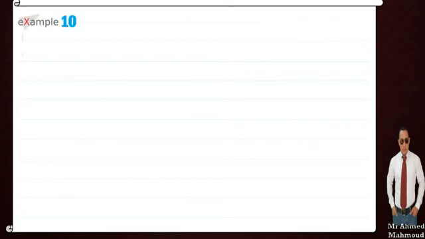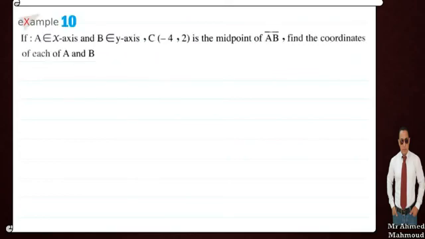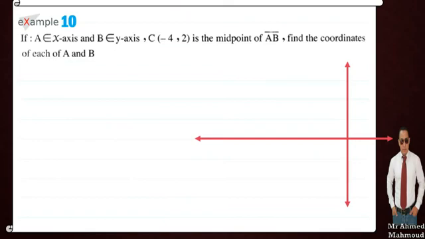In this example 10, A belongs to x axis and B belongs to y axis. C equal negative 4 and 2 is the midpoint of AB. Find the coordinates of A and B. It's easier to draw the shape like this. This is x axis and y axis. This is x and this is y.